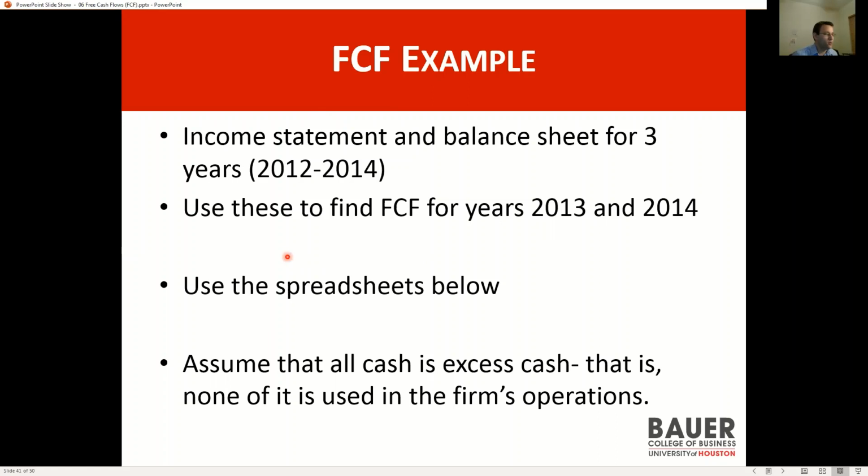Okay. I post the spreadsheets below. It's going to be a lot of data. As long as we approach it systematically, we can get the free cash flows.